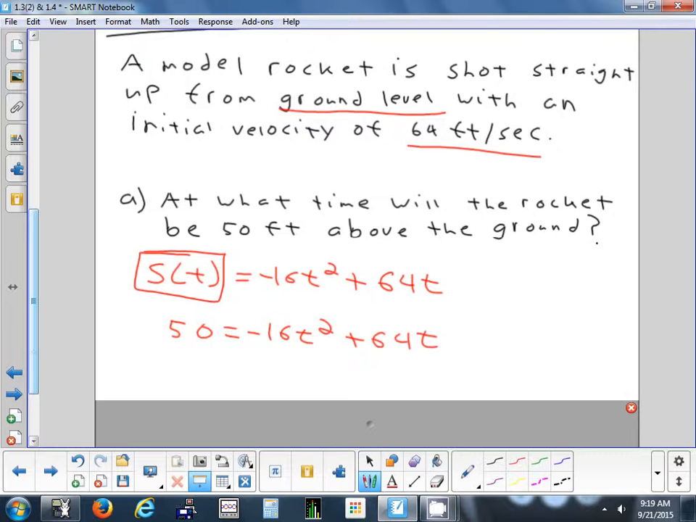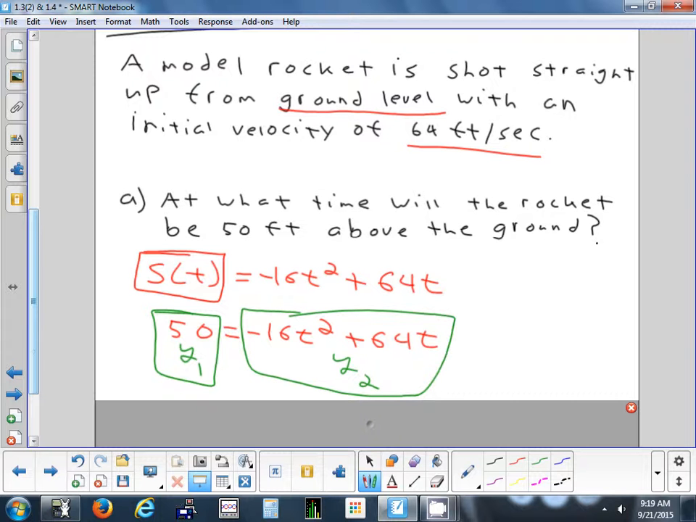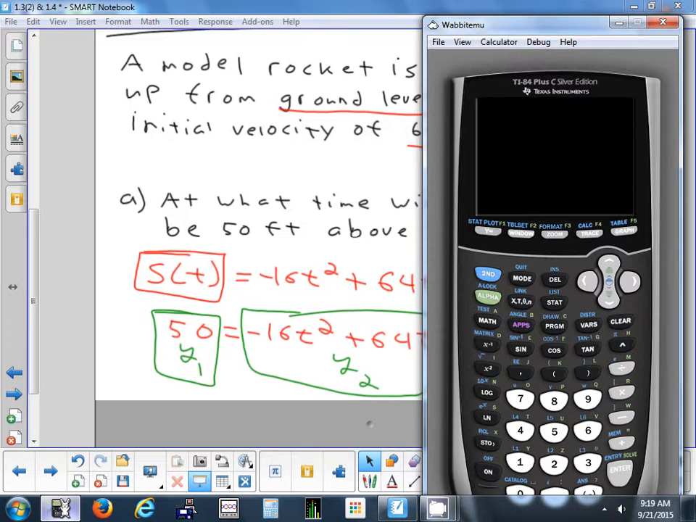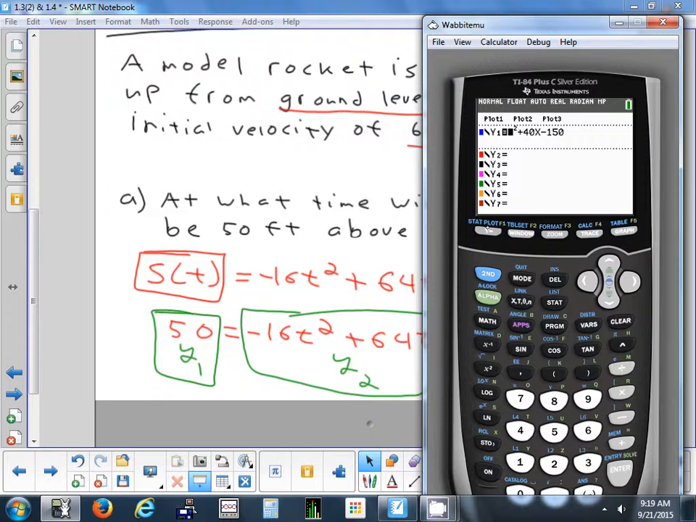What I'll do is I'll put this in y1, and I'll put this in y2. Okay, and I think doing it this way is going to give you guys a better picture. So what we're going to do, we're going to put a line right at 50, and then we're going to draw this parabola. Negative 16. Remember, you got to use x as your letter.